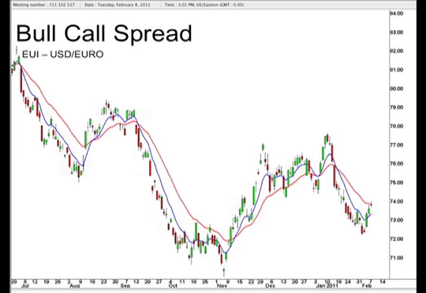So we can use the identification of key support and resistance levels to help establish appropriate strike prices to buy, and then ultimately where we can sell some, in this case, call options off, so that we can leverage that move to the upside and really sell calls that are in all likelihood going to expire anyway. So let's kind of walk through that selection.